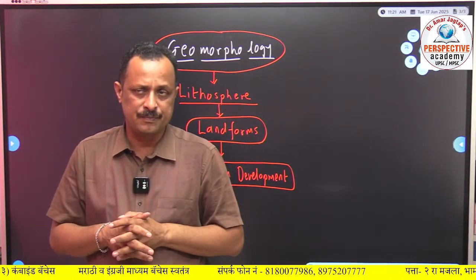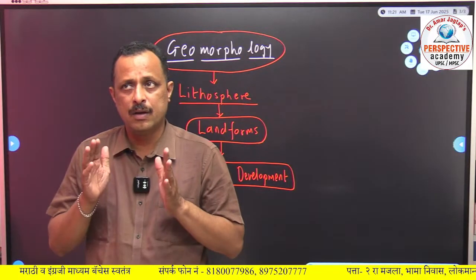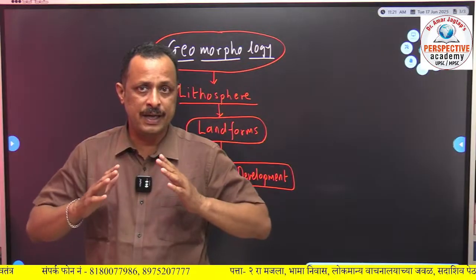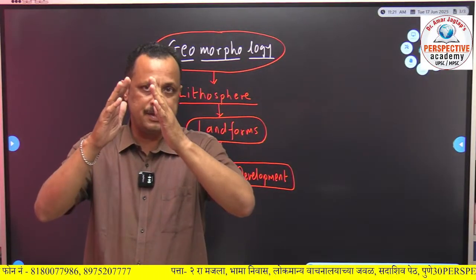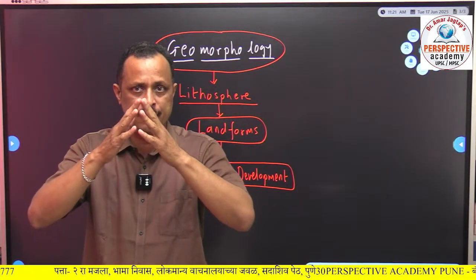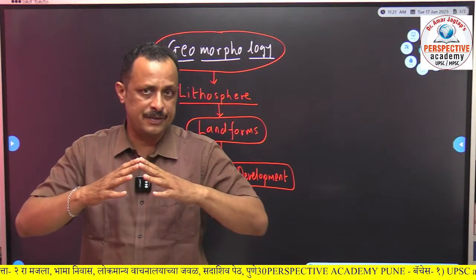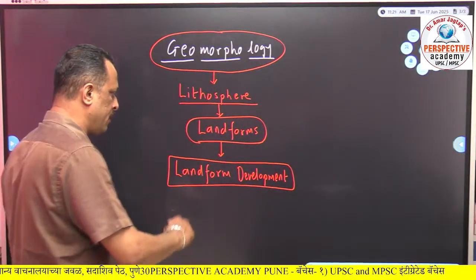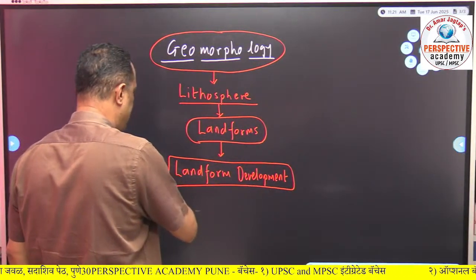Simple example, try to understand. Himalaya mountain is in youth stage. That's why the height of Himalaya is gradually increasing. Whereas Aravalli mountain is in old stage. That's why the height of Aravalli is continuously decreasing. Clear? So this is the process of changes occurring in landforms, which is termed as landform development.